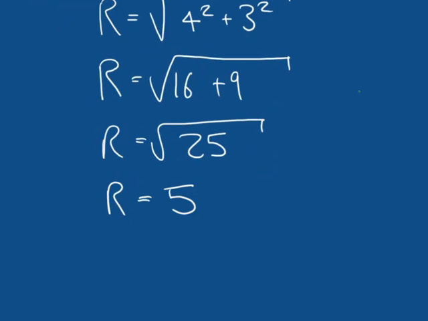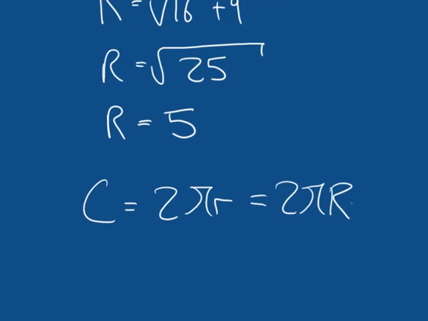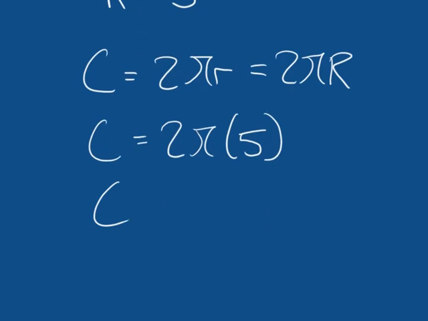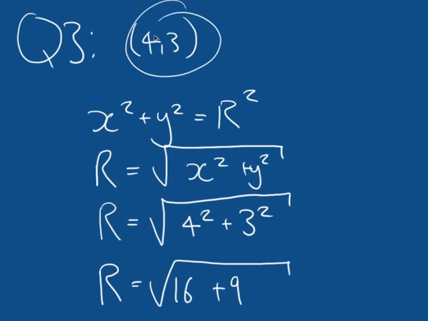Now that we have that, we can plug it into our circumference equation. So c is equal to 2 pi r. We've already said capital R, lowercase r are interchangeable, so it's equal to 2 pi capital R. That means that c is equal to 2 times pi times 5, which if we're leaving our answer in terms of pi, c is equal to 10 pi. And that is the circumference of our circle where we had the point 4, 3 on a circle centered at the origin.